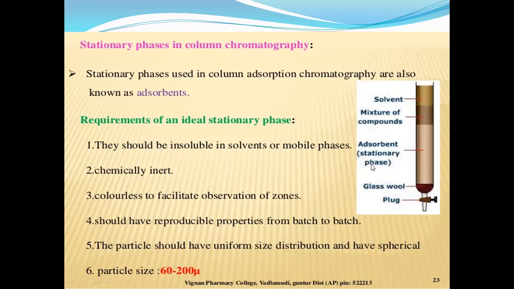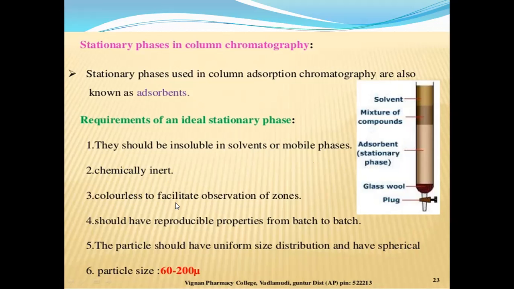And chemically inert. Chemically inert means our stationary phase should not have any reactivity towards our components as well as the mobile phase. The stationary phase should not undergo any chemical reactions with our components or the mobile phase, and it should be colorless.